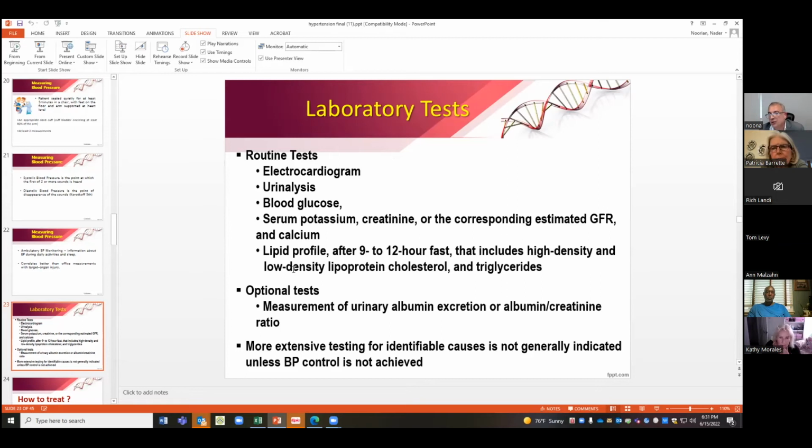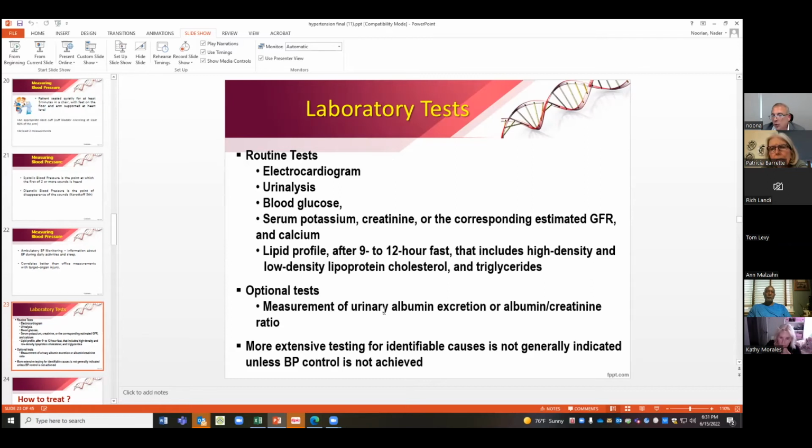Lipid profile, which is very important, usually after a fasting period of about 9 hours. We look at 4 components. We look at your total cholesterol. We look at your high density cholesterol, low density cholesterol, and also triglycerides.